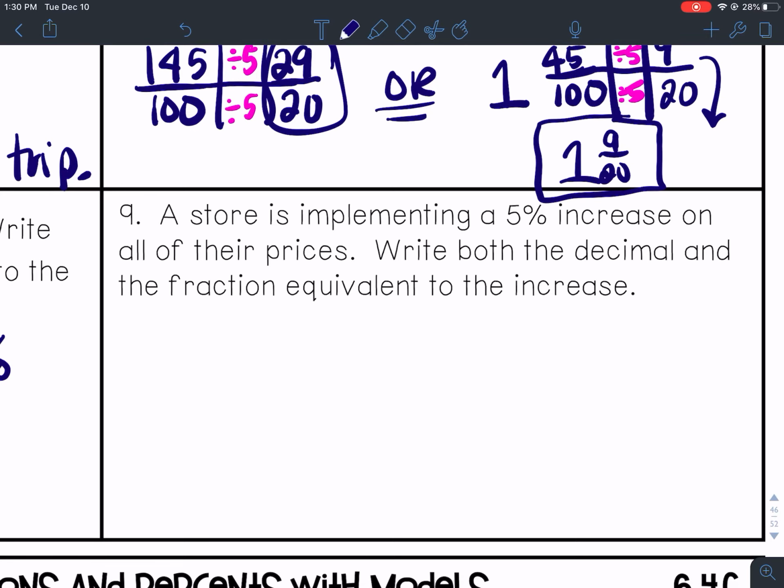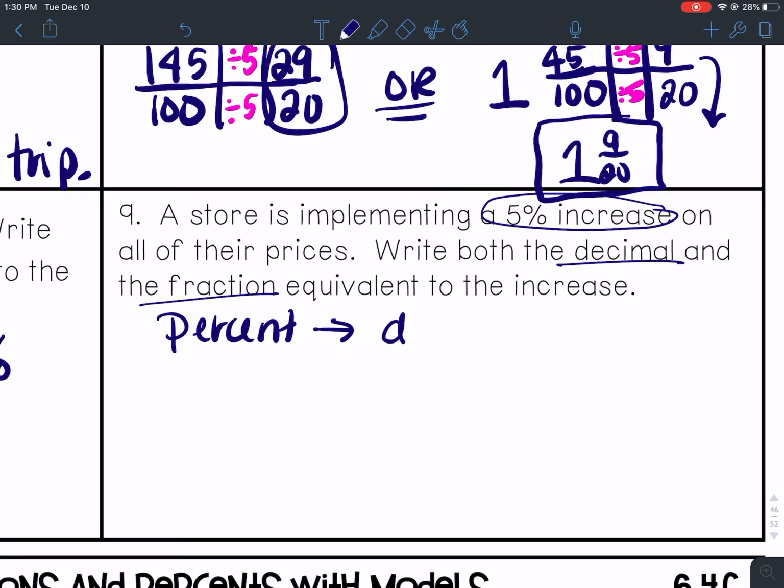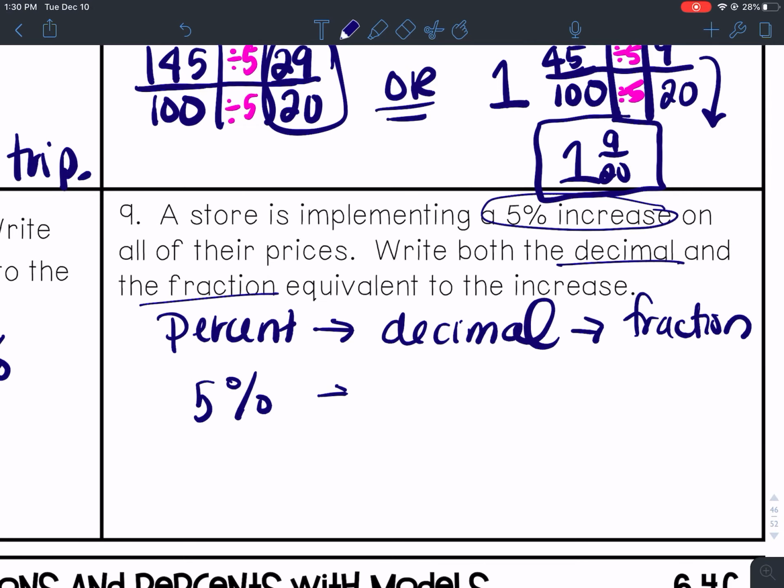A store is implementing a 5% increase on all of their prices. Write both the decimal and the fraction equivalent to the increase. So I have a percent, and I need to write it as a decimal and as a fraction. Okay, so I have 5%. As a decimal, if I want to go from a percent to a decimal, I'm going backwards.